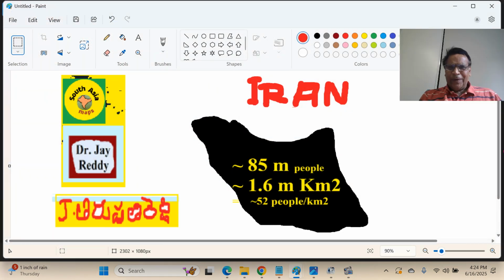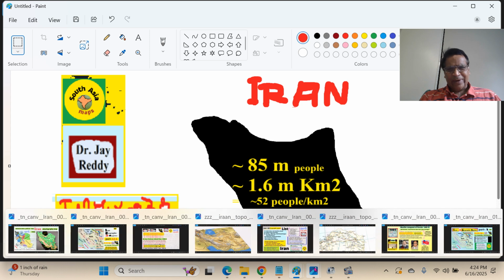The nation of Iran, modern Persia with borders, has around 85 million people in 2025, occupying 1.6 million square kilometers. That is exactly half of the area of post-partition Bharat. That gives around 52 people per square kilometer, on average.